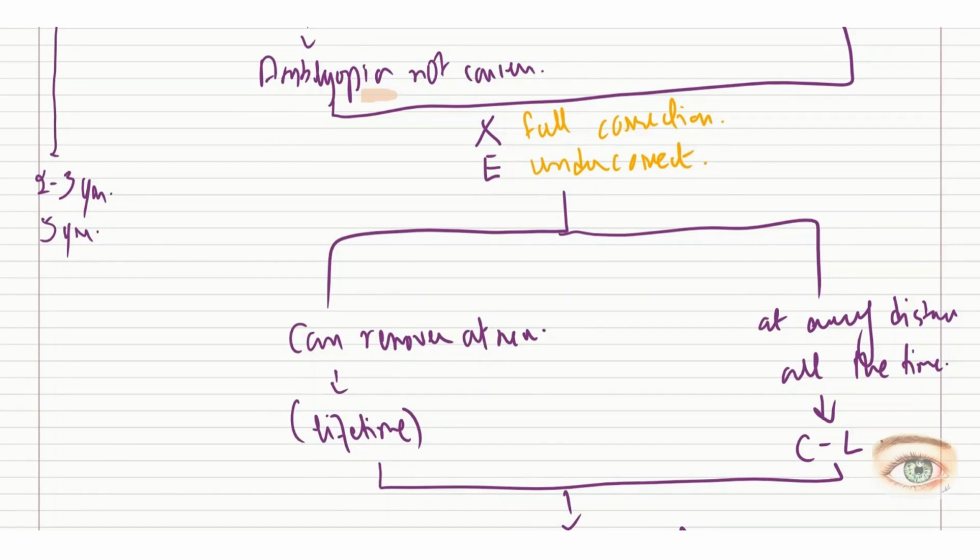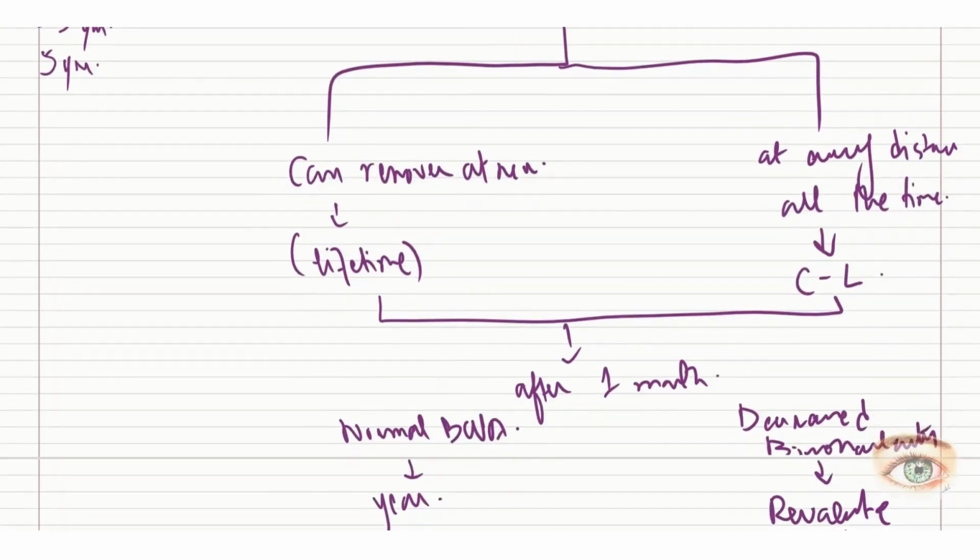If there is squint present in exo, we are going to give full correction. In eso, we are going to keep the patient under-corrected. And if it is less than 1 diopter, the patient can remove glasses at near, and he is going to wear it for his lifetime. And if the myopia is greater than 5 diopter, he or she is going to wear it at every distance all the time. And we are going to prefer contact lenses.